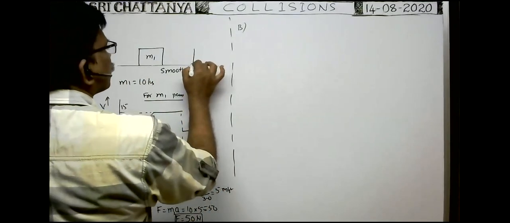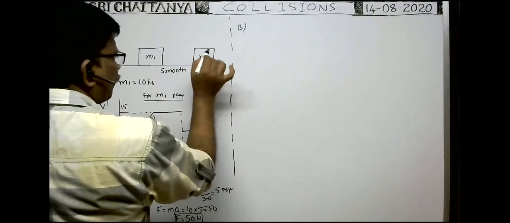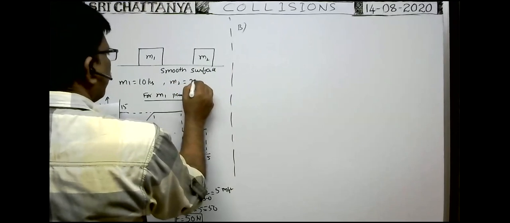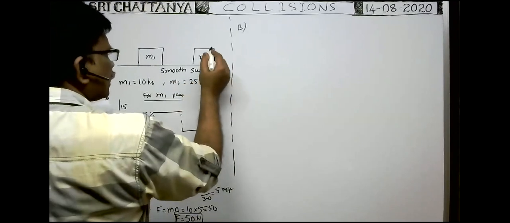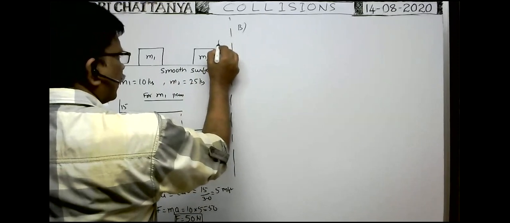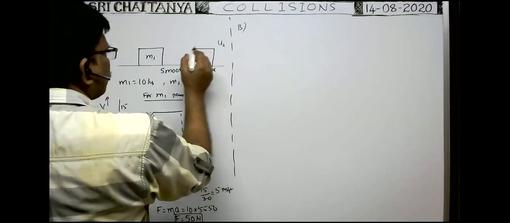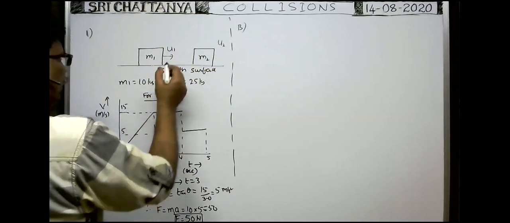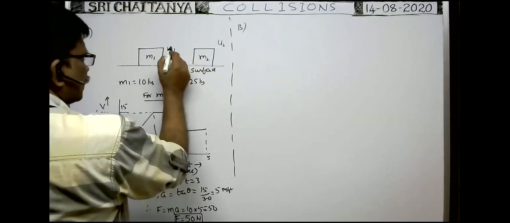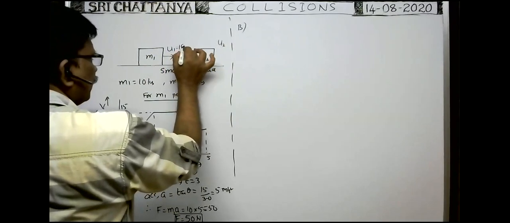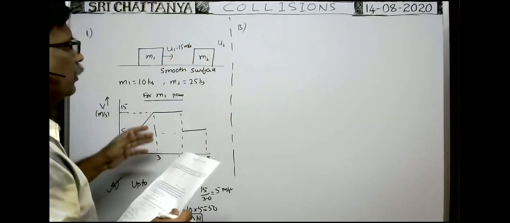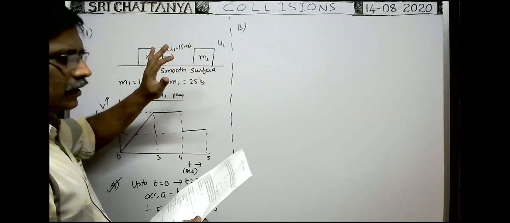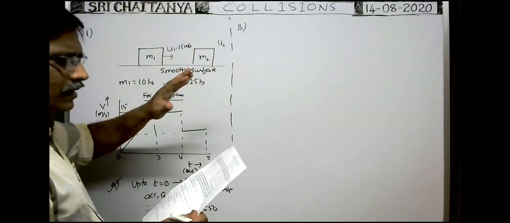Here there is another object of mass m2. That m2 is given as 25 kg. It is moving with a certain velocity. With what velocity it is moving, we don't know. That is not given. But it travels with a velocity u1, and that u1 is equal to 15 meter per second. After 3 seconds, the velocity of this object is 15 meter per second. With this 15 meter per second, it travels and collides with the other body. With what velocity the second body travels, we don't know, and in which direction it travels is not known.